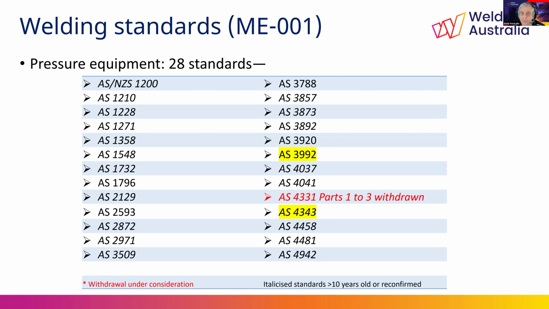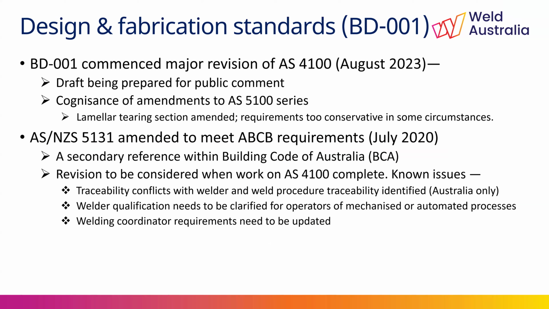Once completed, the draft will be submitted to Standards Australia to be utilised as the basis for the formal revision process. Lastly, the standard I do want to mention is AS 4041 on pressure piping. It is anticipated that the revision will get underway in coming months. The current plan is to commence this process once the drafts of AS 3992 and 4343 both get to the public review stage.